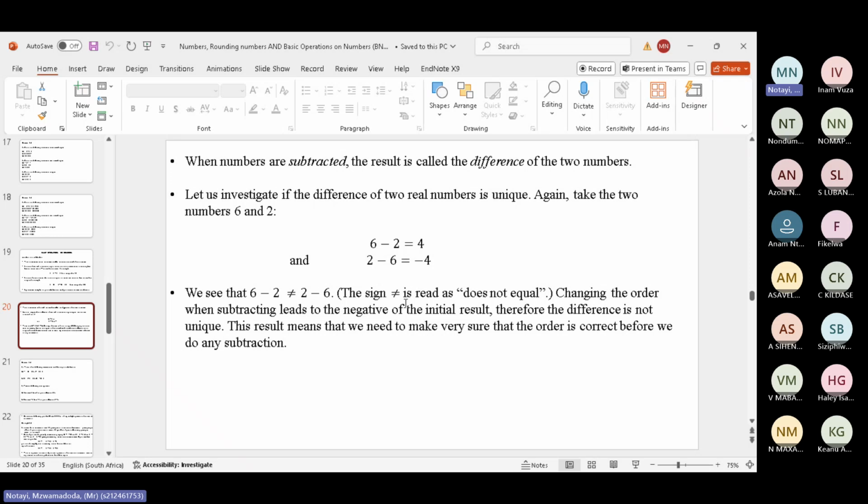The sign given there is read as does not equal, or not equal. So changing the order when subtracting leads to the negative of the initial result. Therefore, the difference is not unique. That means reversing the order will give you a different result. This means that we need to make sure that the order is correct before we do any subtraction.